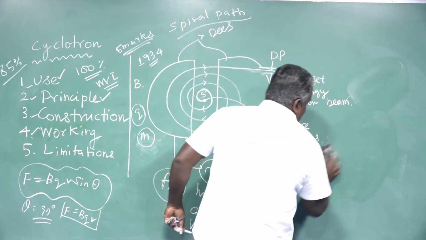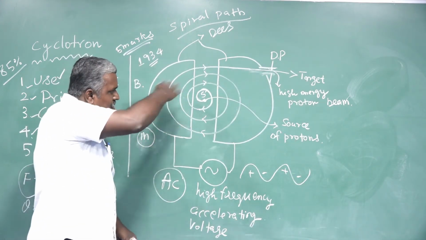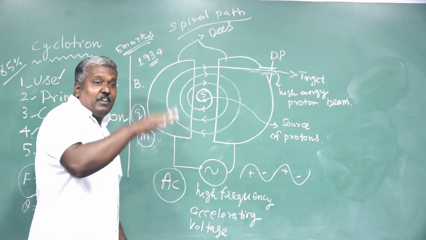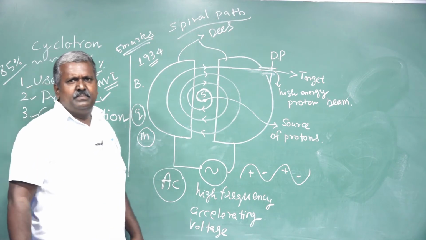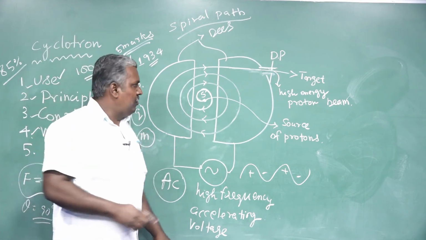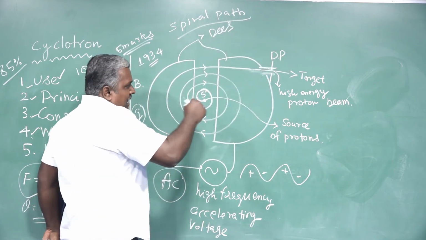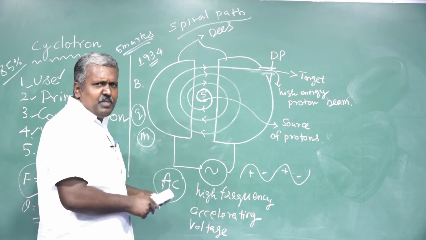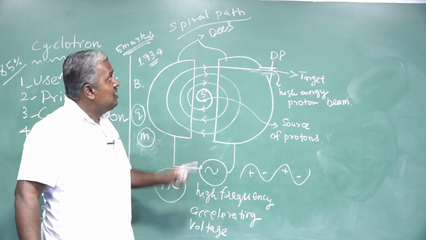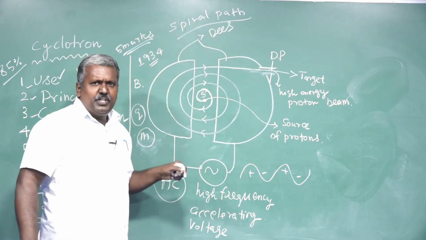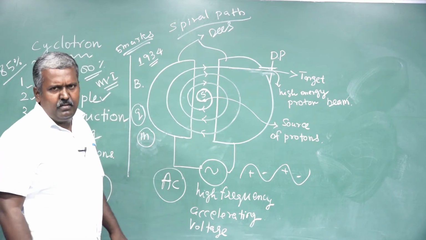So the positive ion, or for example the particle proton, moves in a spiral path with increasing radius and also increasing velocity. So like this. Again and again, the velocity of the particles gradually increases. Radius also increases. So the path acquired by the charged particle in the cyclotron is spiral.